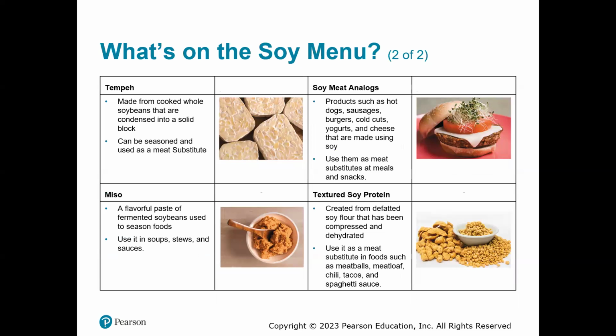Tempeh is similar to tofu, only it's got a little bit more texture to it by having whole soybeans instead of pureeing them. Soy-based or vegetable-based proteins that you can make veggie burgers out of. Texturized veggie protein is used in a lot of that. Miso. So soy is very versatile. You can get it in lots of different sources with a lot of different textures and a lot of different flavors.